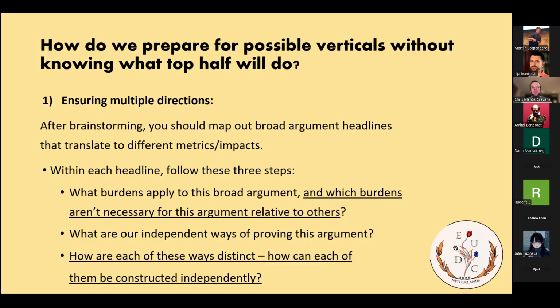Similarly, ask yourself what your independent ways are of proving the argument that are different from what your top half might do. So if you have different reasons or different mechanisms, try to think of how the ways in which you're approaching the argument are distinct from what your top half might have done. Be ready to explain to the judge why your mechanism is different, why your path to victory is different, why your weighing is different, and have some of these chats in brief during prep time if you can. Of course, you don't have the time to do this in full, and you'll need to flesh it out during the round as well. But these are good points to start during prep too.